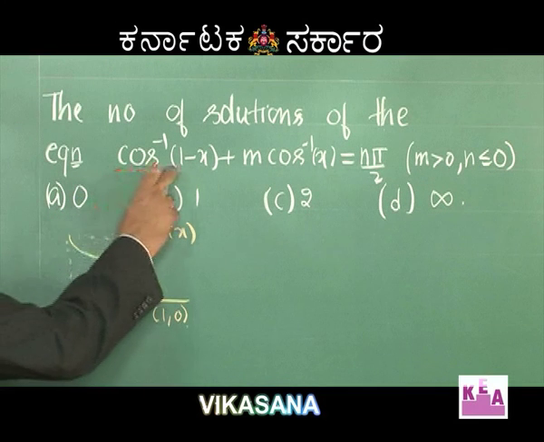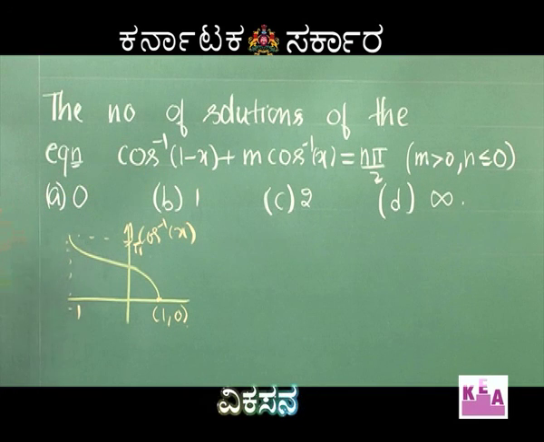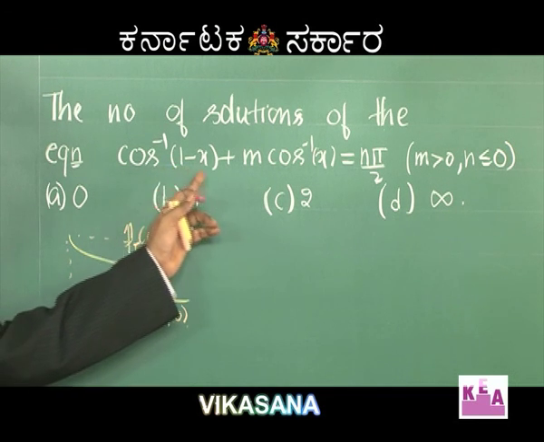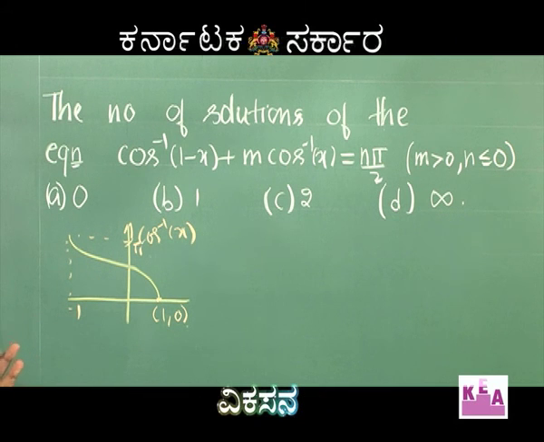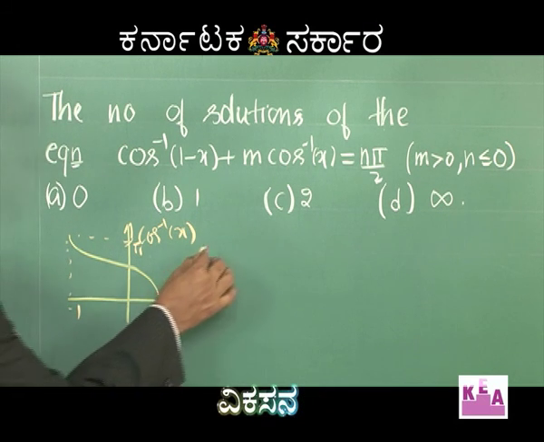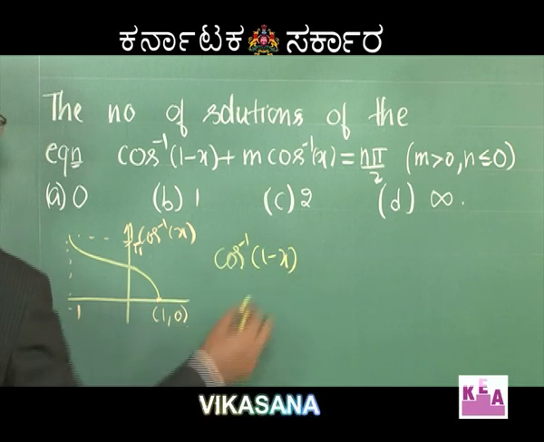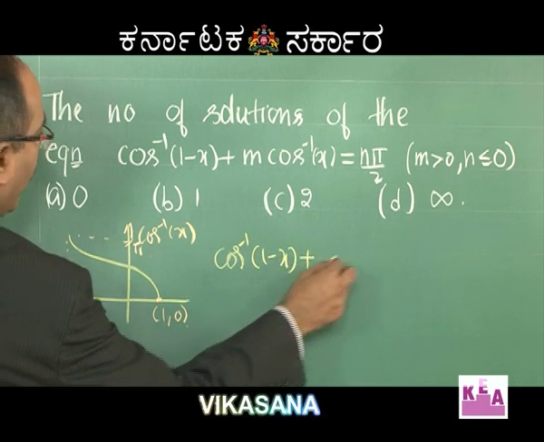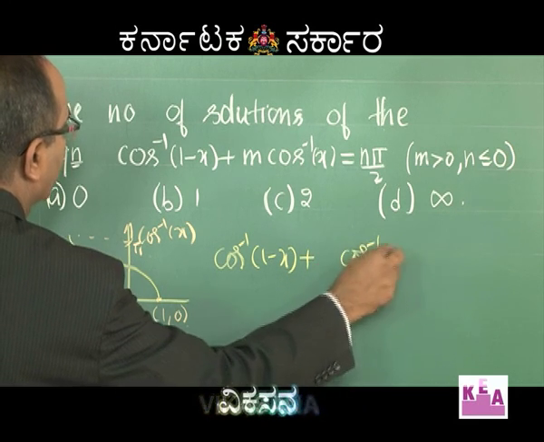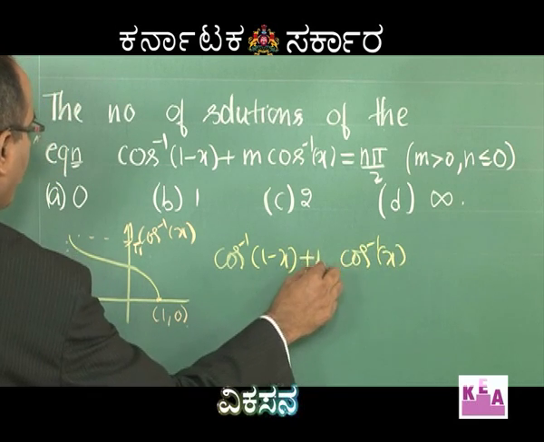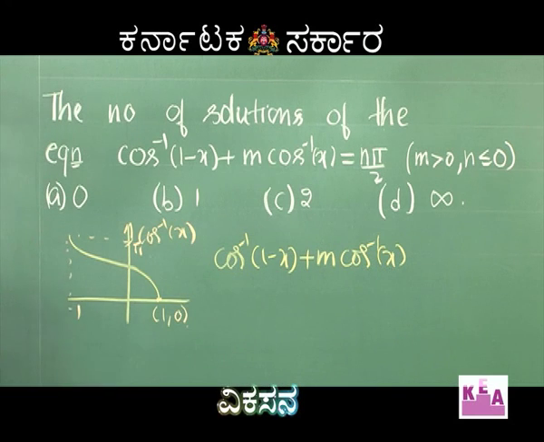What is the domain of this function? 1 minus x must lie between minus 1 and plus 1. That means to say x lies between 0 and 1. Between 0 and 1, cos inverse of 1 minus x is a positive quantity. Is that correct? Cos inverse of 1 minus x is a positive quantity and cos inverse of x is definitely a positive quantity. Into m we have, and it is given that m is positive.